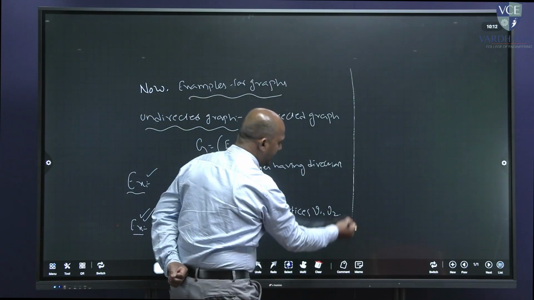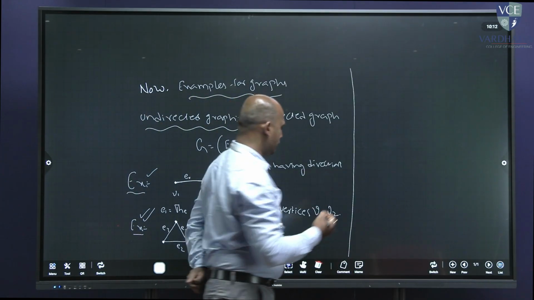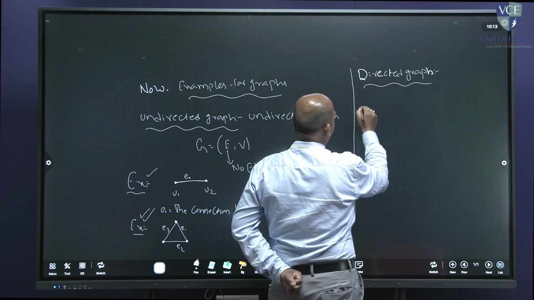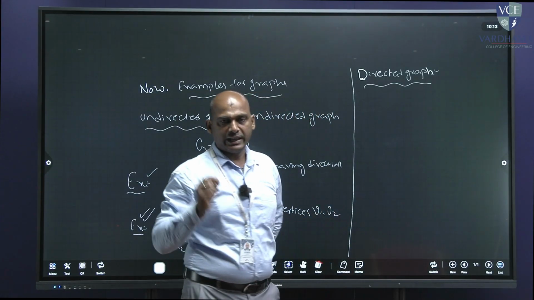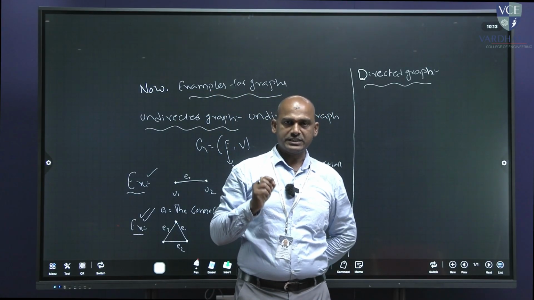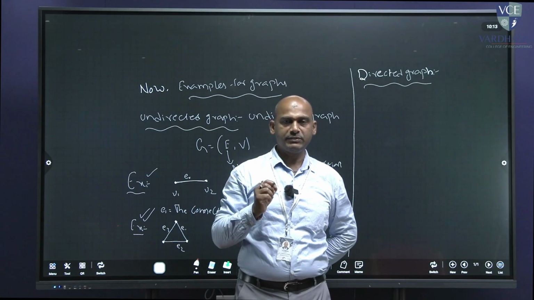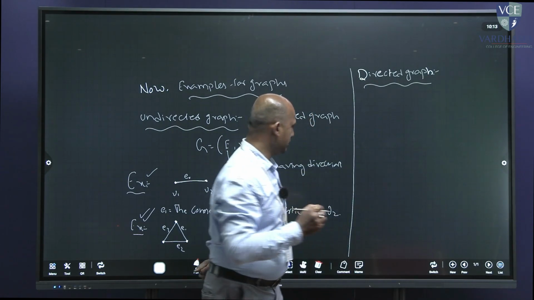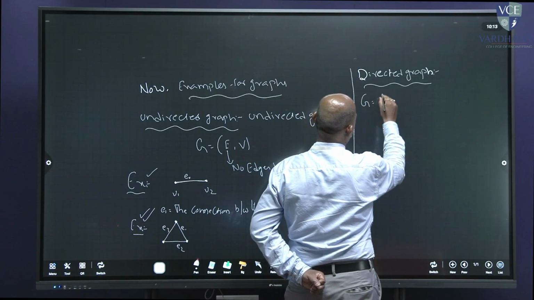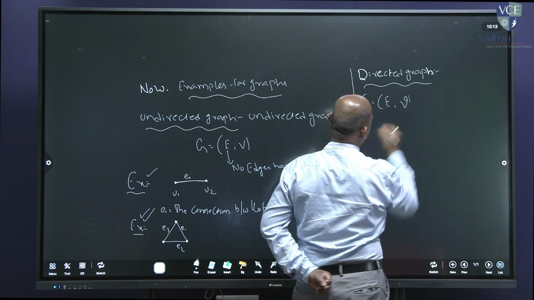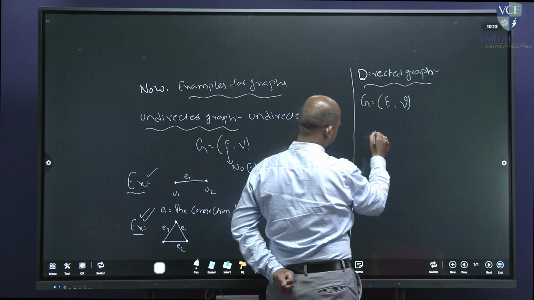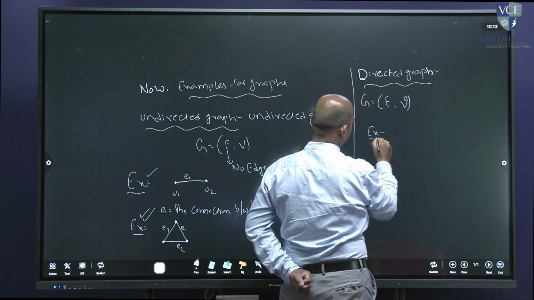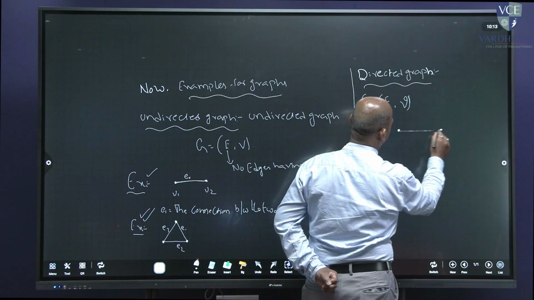Now come to directed graph. Shortly we can call it a digraph. The basic definition of directed graph: a graph G in which each and every edge is assigned some direction. So we can define G is equal to E comma V. Initially we take an example of two vertices and one edge.